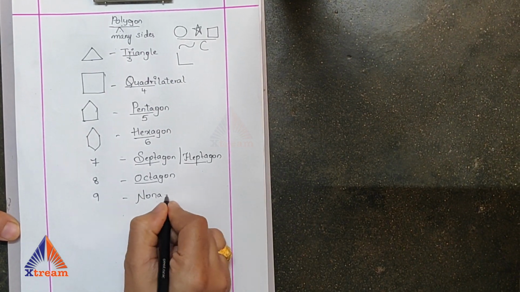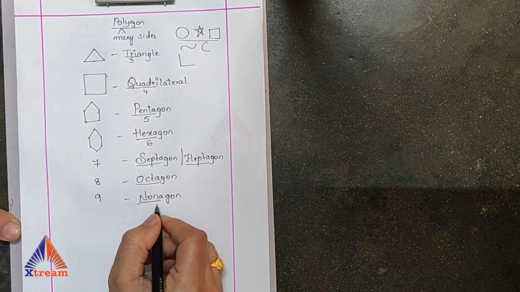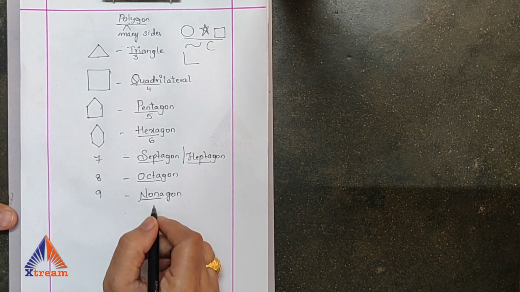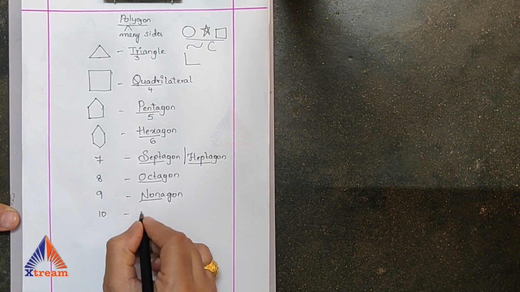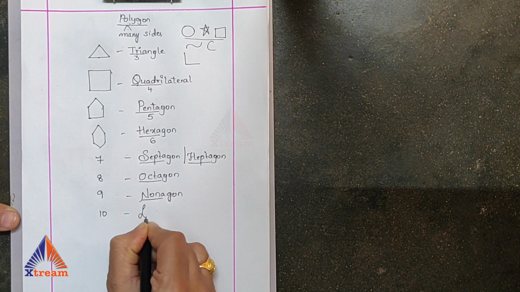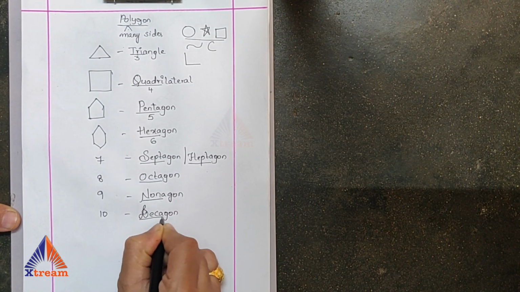Now if we have a 9-sided polygon, we call it a nonagon. Generally, students get confused with this nona. They start calling it nano, but it's not nano, it's nonagon. Then for 10, we call it a decagon, where the keyword is deca. Deca means 10.